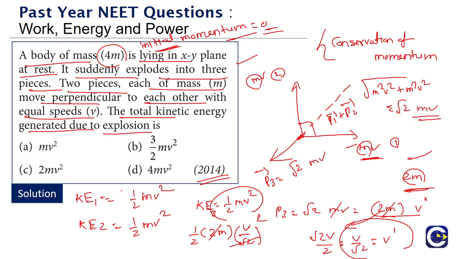Means we have to add KE1, KE2 and KE3. That is half m v square plus half m v square plus half m v square. What is the value? 3 by 2 m v square.